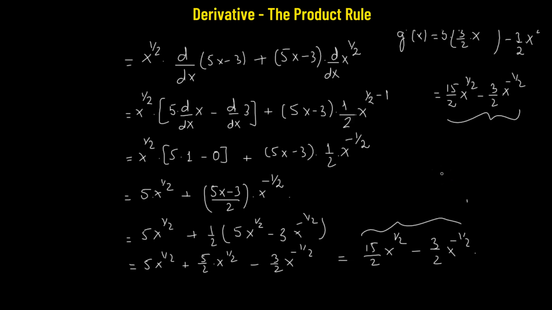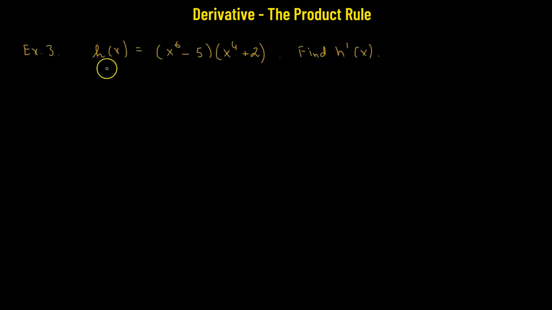Let's try out another problem. So here we have the function h of x, which is a product of two polynomials, x raised to the power of 6 minus 5 times x raised to the power of 4 plus 2. So we need to find out the derivative of the function h of x. So let's begin by applying the product rule. So h prime of x.